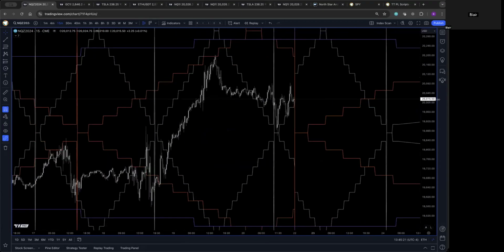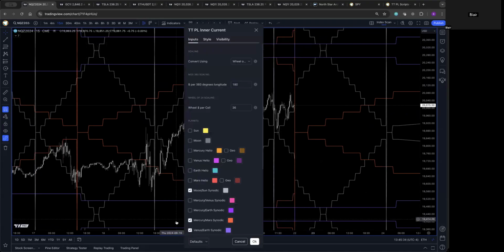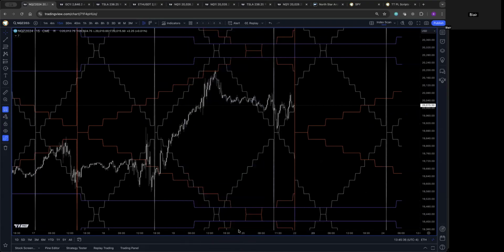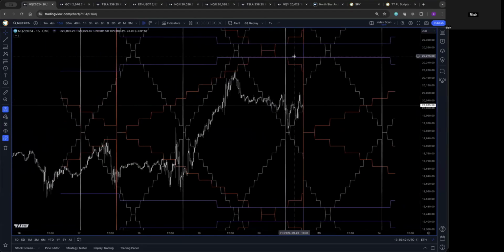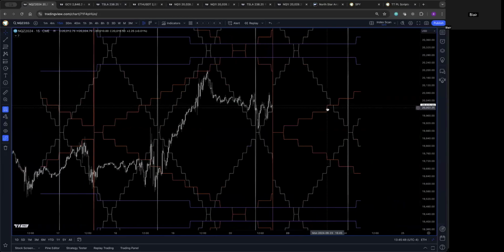And if we look closely here, you can see that we've got halfway through moon sun synodic, we've got halfway through Mercury Mars, and this little vertical line here is halfway through Venus Earth. Okay. So we're approaching the halfway mark or past the halfway mark on 3 of these cycles. So there could potentially be a change of trend here coming up.